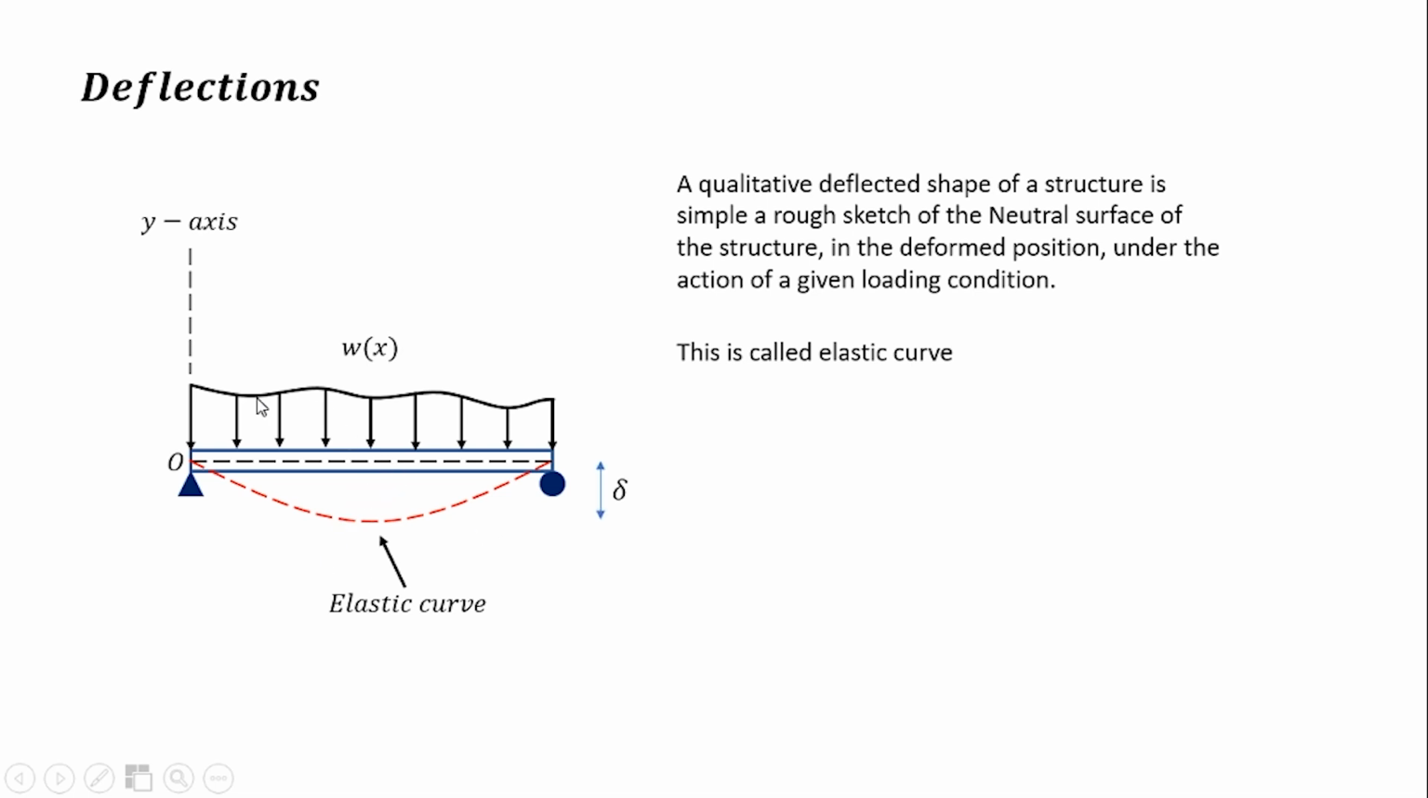So, syempre, meron tayong origin dapat dito for deflections. So, lagi tayo nag-start ng origin at the left support. Tapos, dito tayo naglalagay ng y-axis. And yung x-axis natin is galing yan sa the initial neutral axis natin. So, for this topic na deflections, gagamit din tayo ng sign convention.